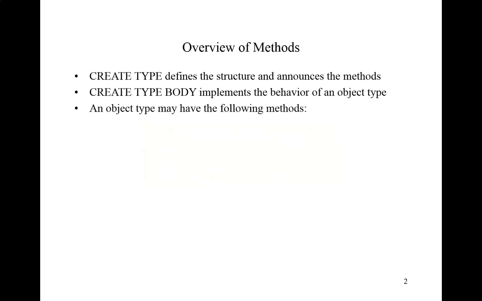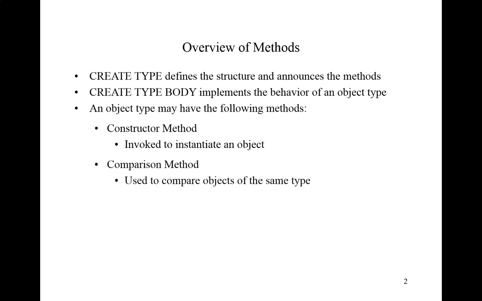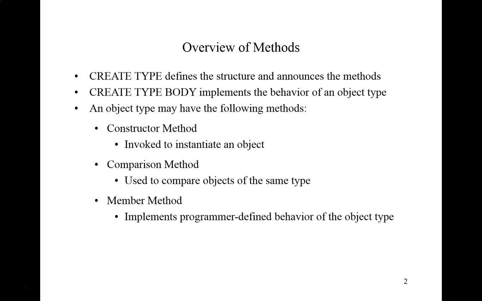An object type may have the following methods. A constructor method. This is invoked to instantiate an object. Remember that while object-oriented software environments tend to use the term constructor, Oracle Database refers to this as a method. Comparison method. An object type can have a comparison method defined, which is used to compare objects of that type. Member methods. These implement programmer-defined behavior of the object types. A static method is invoked on the type rather than an instance of that type, rather than on an object.